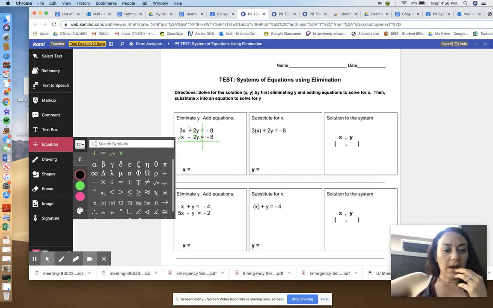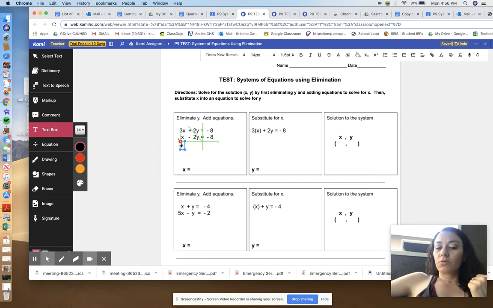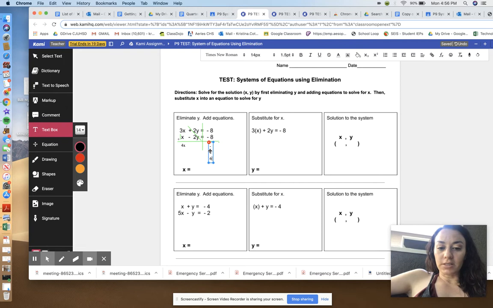So I'm going to go back to text box and I just click where I want to write, which is really easy. So 3x plus 1x. What's 3x plus 1x? 3x plus 1x is 4x. Good. And then, again, you could do the same thing. I'm just going to go ahead and place this here. We have a negative 8 and a negative 8. Negative 8 plus negative 8 is what? Negative 16.